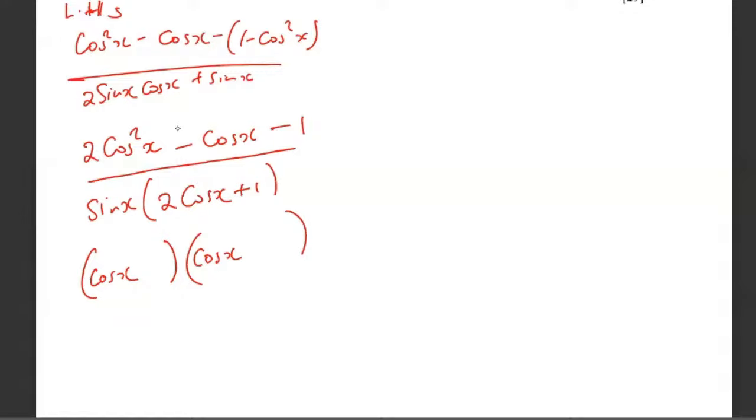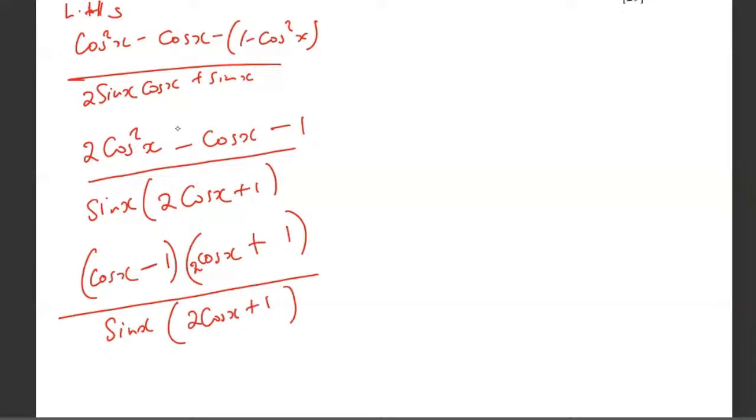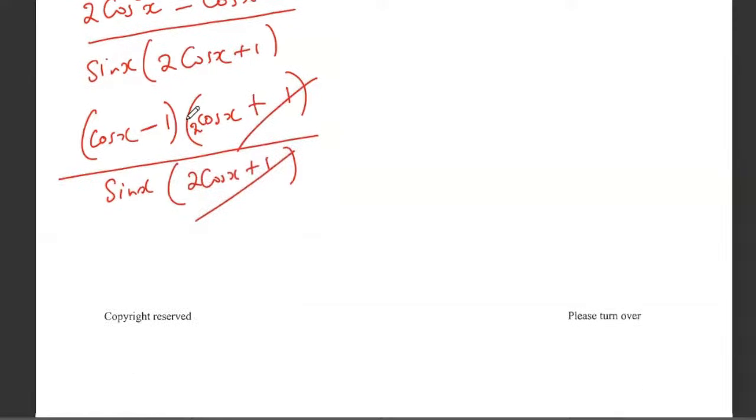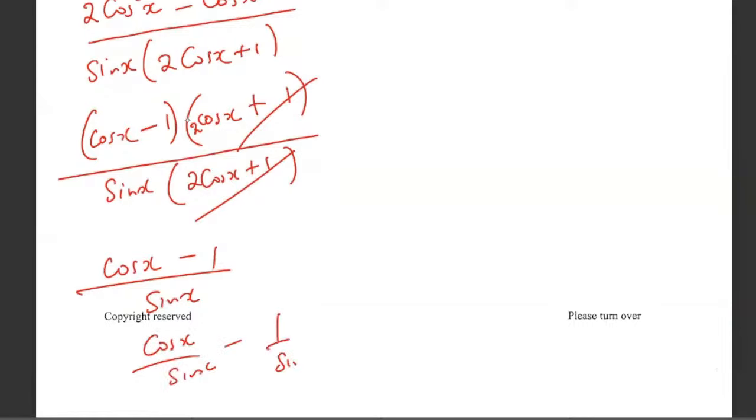Let's see. This one has to be a 2 for it to come out the way I wish it to be. So 2 cos x, 1 and 1. Let me make this a minus and then a plus. So over sine x, and then 2 cos x plus 1. So this is going to cancel that, and then I'm only left with the cos x minus 1 over sine x. Do the splitting. So cos x over sine x minus 1 over sine x.